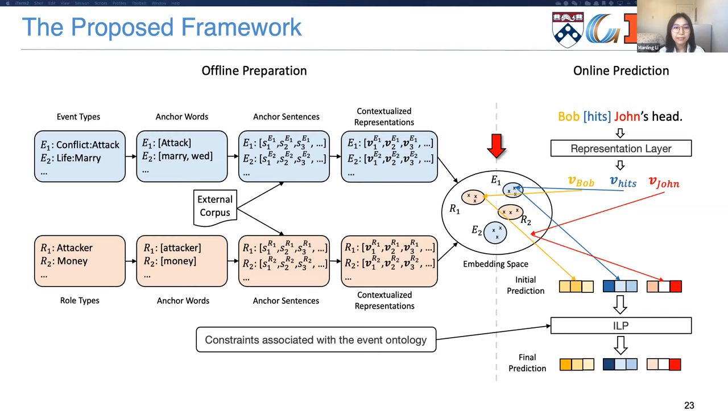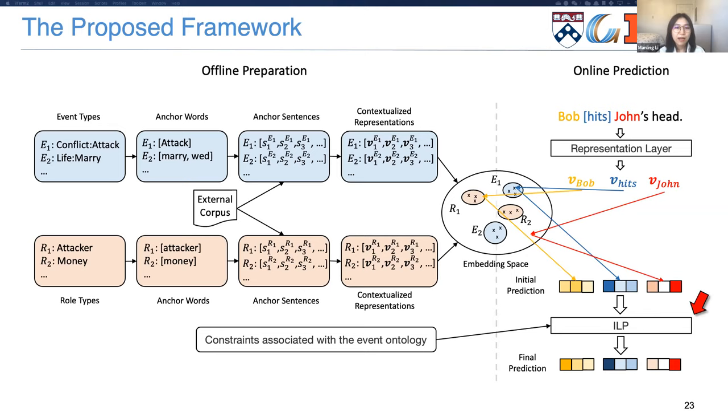During the online prediction phase, given an event, we first acquire its contextualized representation for all trigger and argument words, following the same way we did for labels. After that, we find their position in the embedding space and make the prediction accordingly. On top of this initial prediction, we involve the constraints from the event definition to regularize the final prediction.